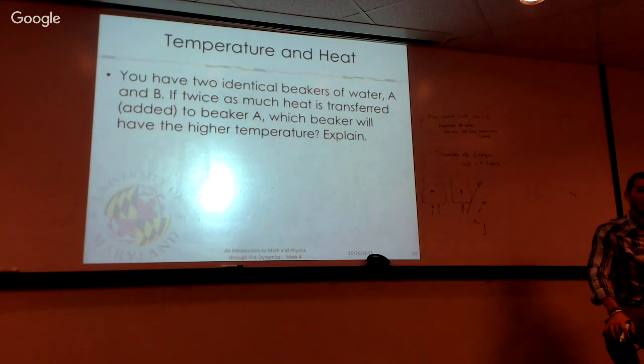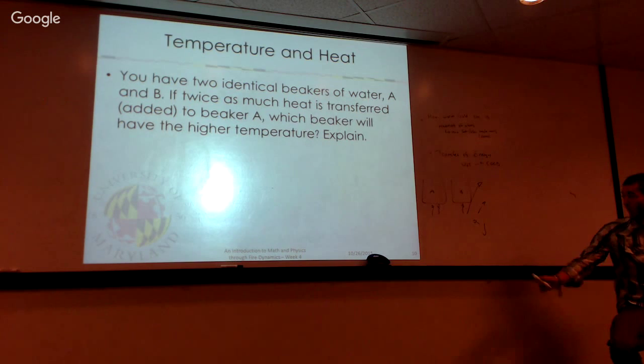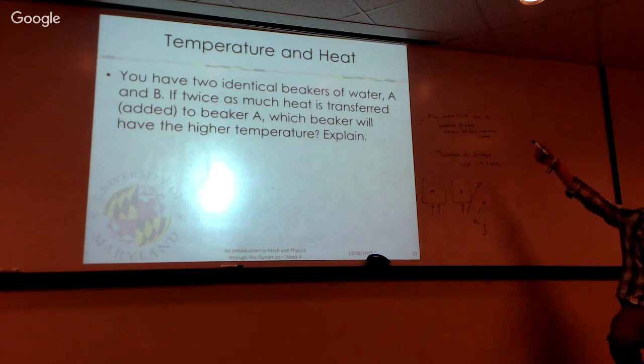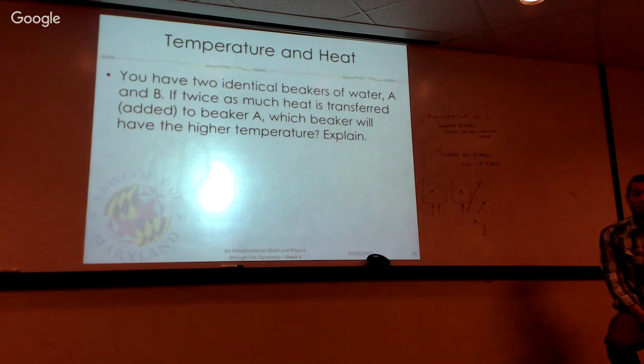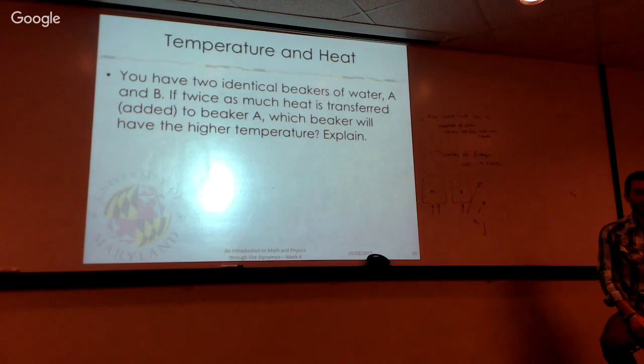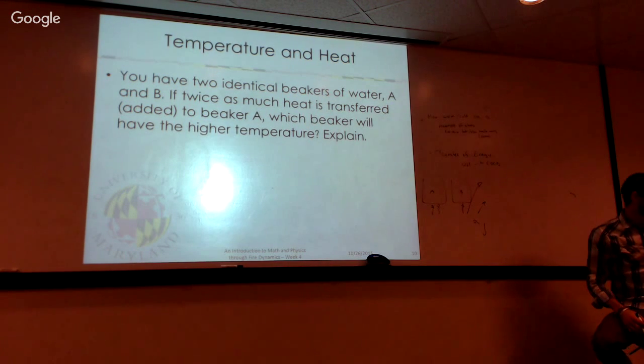If I add more heat to something, do you expect it to have a higher temperature? Yes. But heat and temperature aren't the same thing. So I'm adding more heat into beaker A than into B. Which one will be at a higher temperature? Well, which one starts at a higher temperature? They're identical. That's right. A.